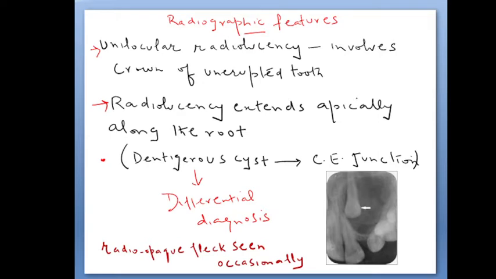Radiographically, a unilocular radiolucency is seen, which involves the crown of unerupted teeth. The radiolucency extends apically along the root. It is not attached to the CEJ as in a dentigerous cyst. So, dentigerous cyst is the very important differential diagnosis radiographically. Occasionally, in this radiolucency, there are radio-opaque flecks which occur as thin radio-opaque areas.